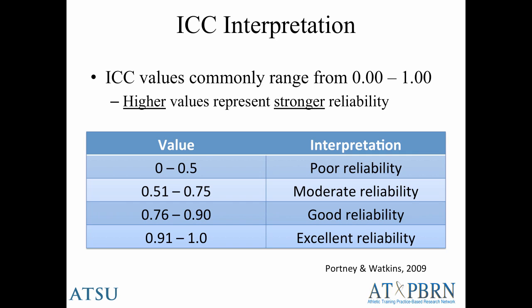When we talk about interpreting ICC values, it is important to know that the values range on a scale from 0 to 1. The closer to 0, the lower the reliability, or, on the other side, the closer to 1, the higher the reliability. According to Portney and Watkins, an ICC of 0 to 0.5 is considered poor reliability. 0.51 to 0.75 is considered moderate reliability. 0.76 to 0.90 is considered good reliability, and 0.91 to 1.0 is considered to be excellent reliability.